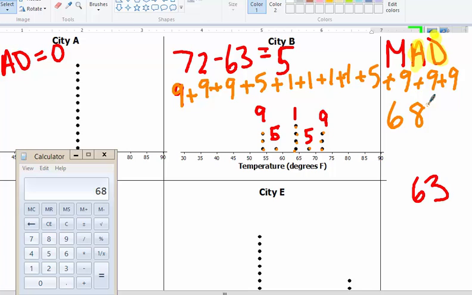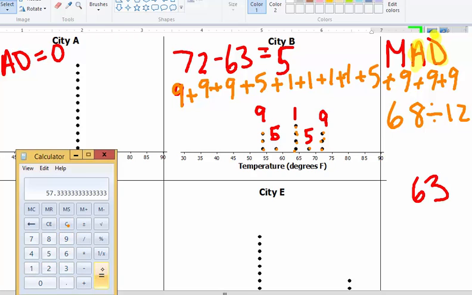Am I done with my mean? No, because remember, I also have to divide. So how many numbers did I add? I added 1, 2, 3, 4, 5, 6, 7, 8, 9, 10, 11, 12. So it's 68 divided by 12.